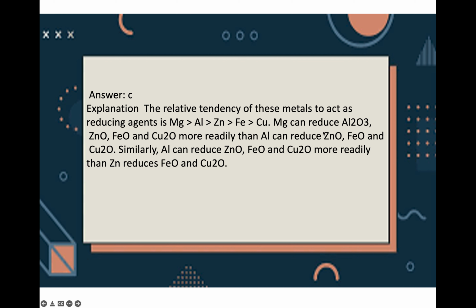So regarding the tendency of these metals to act as reducing agents, just remember this order: magnesium is the largest, next comes aluminum, then zinc, iron and copper. So magnesium can reduce aluminum oxide, zinc oxide, iron oxide and cuprous oxide more readily than aluminum can reduce ZnO, FeO and Cu2O. Similarly, aluminum can reduce ZnO, FeO and Cu2O more readily than zinc reduces FeO and Cu2O. This is very important. Remember this order as well as the condition for reduction.